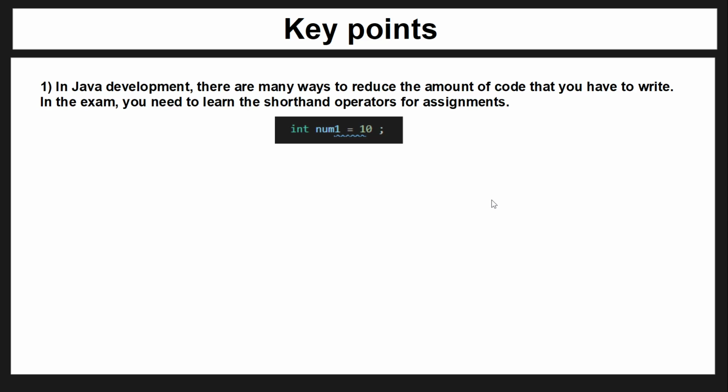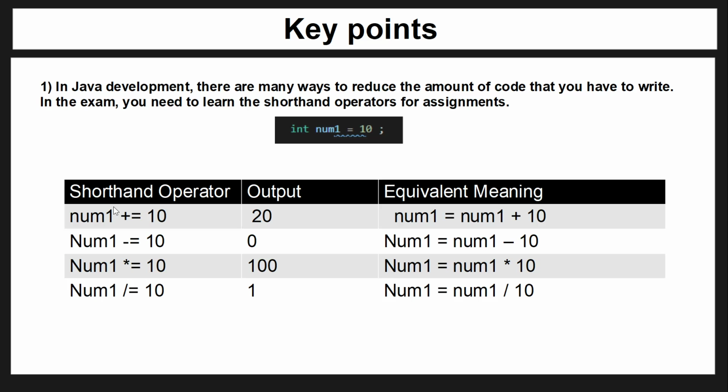So if we have an integer here, and we want to, let's say, add 10 onto that variable, instead of saying number1 equals number1 plus 10, we can just say number1 plus equals 10, and that would output 20. The same thing, if you have number1 equals number1 minus 10, you can say number1 minus equals 10. Same with multiplication, you can say number1 times equals 10, and that is the equivalent of saying number1 equals number1 times 10, and that would output 100.